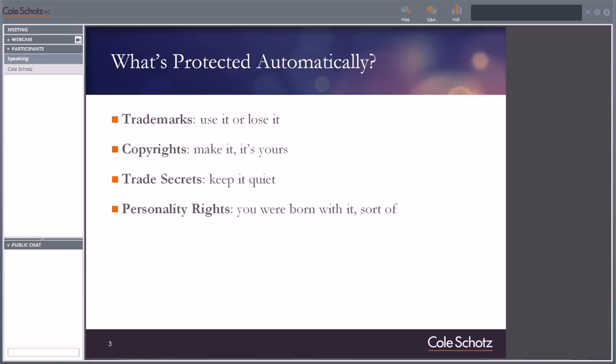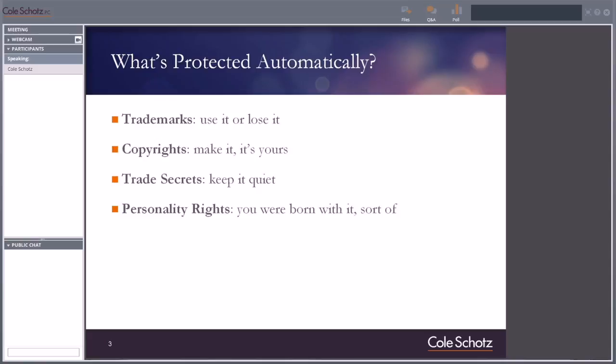Finally, we have personality rights. You were born with it, sort of. These rights are also commonly known as right of publicity or likeness rights. Generally speaking, these are the rights to control the use of your name or likeness in certain situations, such as to endorse products or companies. The key here is that the name or likeness is being used to someone else's commercial benefit rather than your own.